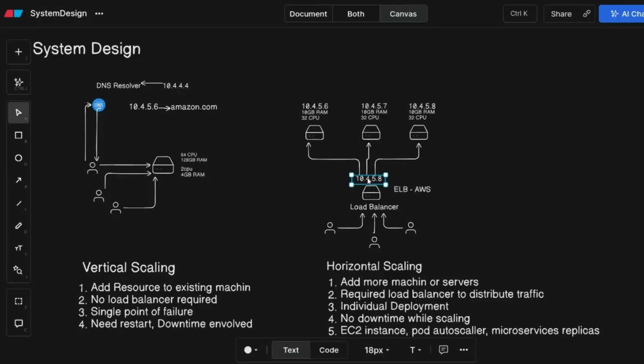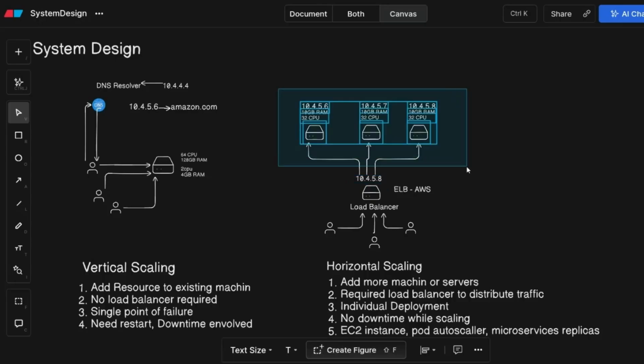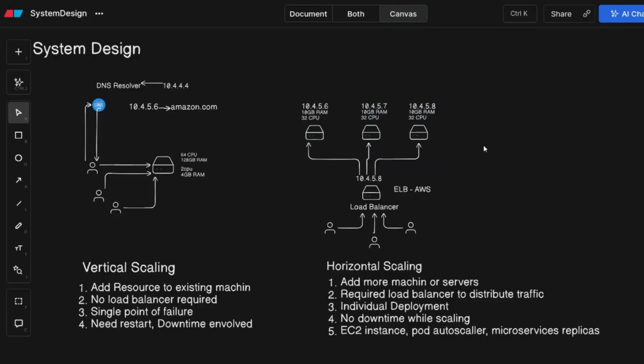For example, we have one IP address for the load balancer, and whenever a user tries to hit a request, it goes to the load balancer first, and the load balancer distributes the traffic with the help of the round robin technique. It equally distributes the traffic, and there are other techniques for distribution of traffic. And we can do individual deployment of each server or each microservice. So there is no downtime involved, because at any point one of the services is running, and there is no downtime while scaling.